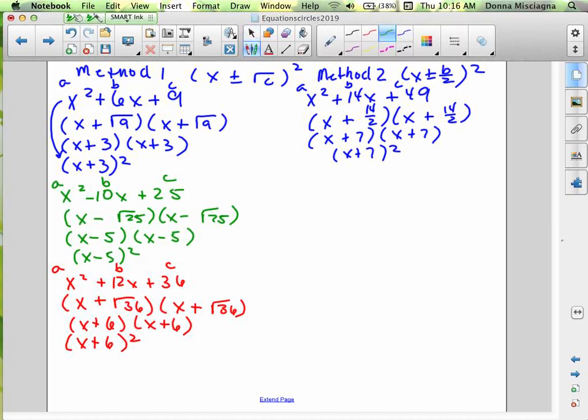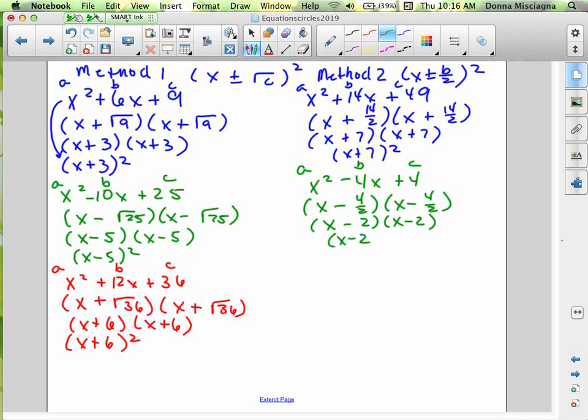Right? And then 2 more. X squared minus 4x plus 4. So a is the coefficient on x squared, which is 1. B is the coefficient on x, which is negative 4. And c is the constant term. So it's going to be x, and b is negative, so it's going to be minus: x minus 4 divided by 2 times x minus 4 divided by 2, which is 4 divided by 2 is 2. So that'd be x minus 2 times x minus 2, which is x minus 2 squared.